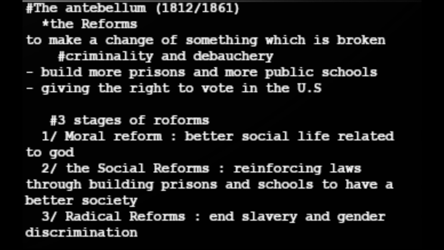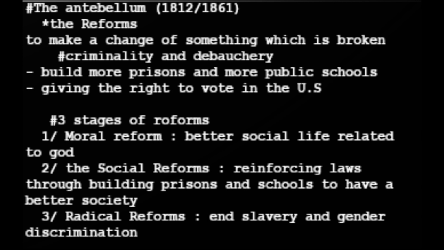So they had more intellectuals and enlightened ideas, so they understood that slavery is a bad thing. Also, the American Constitution does not say that you have to have slaves in order to succeed and flourish. So they wanted to make these radical reforms, and they wanted to end gender discrimination. Like I said before, women would have more rights, just like the right to vote. This is in terms of the three stages of the reforms.